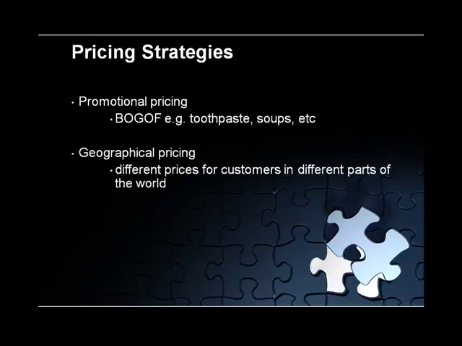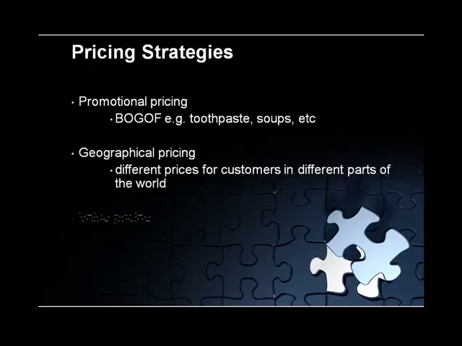Geographical pricing. Not in every country you pay the same price for products. So iPods, for example, have different prices in different countries. They're quite reasonable in America, and they're right over here. They're much more expensive in Germany, and it's the same with the iPhones. They're still not cheap, but again, they're different prices in different countries.